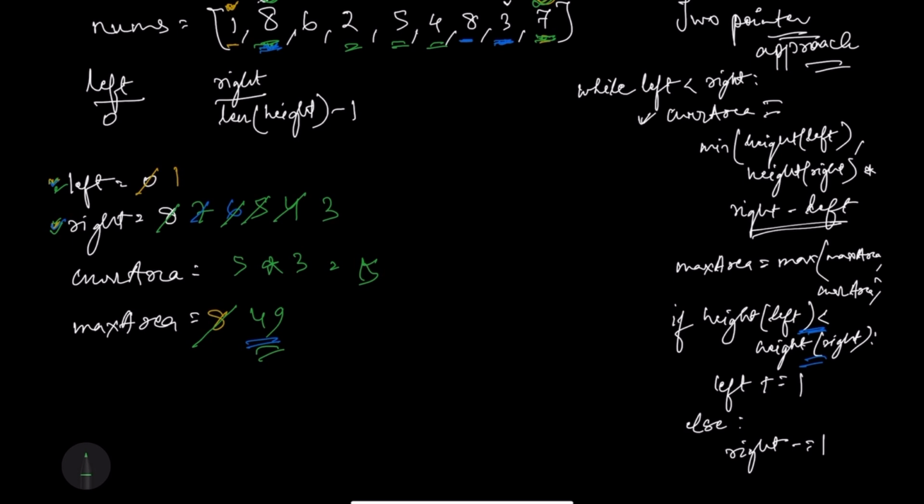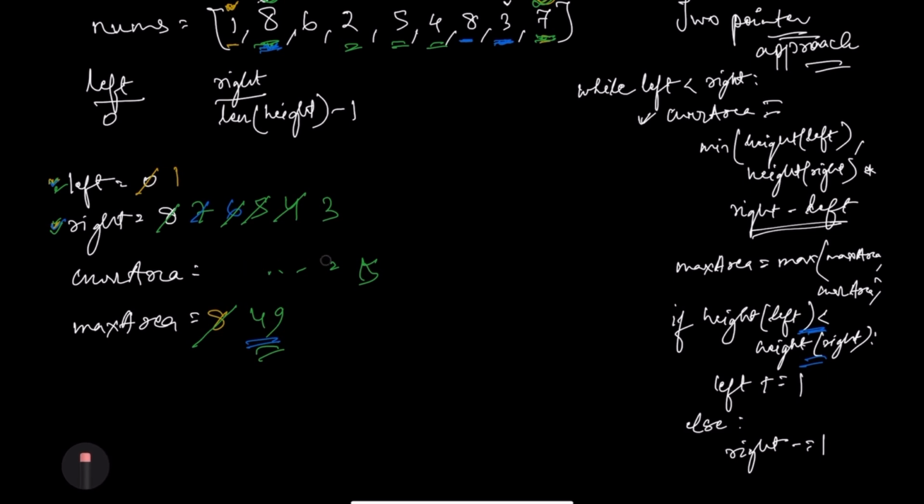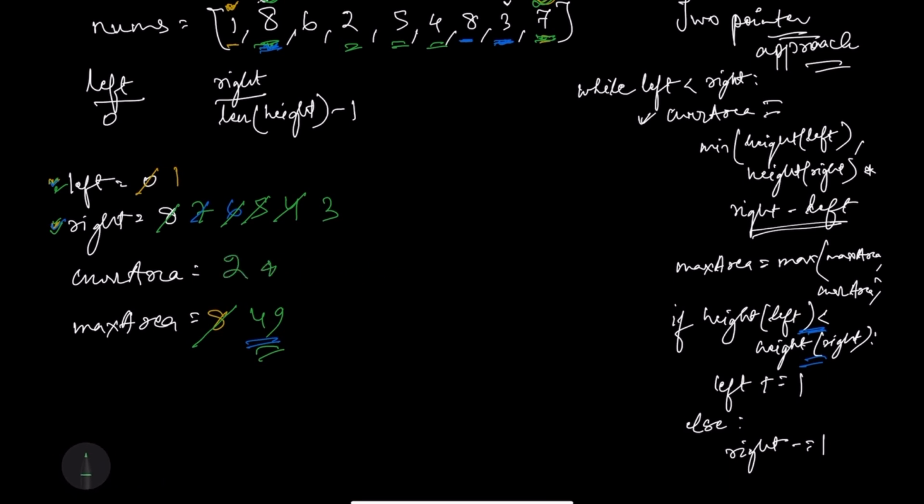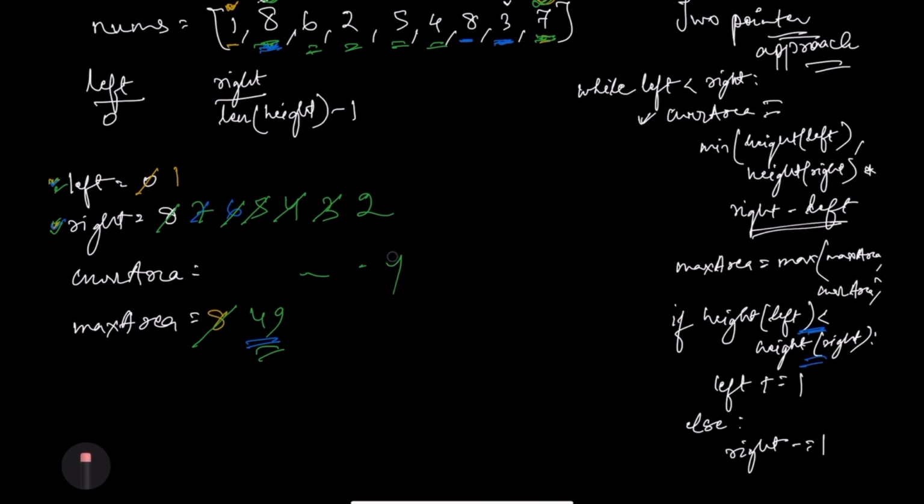That is 2. So between 2 and 8, 2 is small. So it will be more like 2 multiplied by the distance between them, which is also 2. That would be 4. So our max area won't get updated, and our right will move further inward, as our right was small. So at the position 2, what will happen? We will find our max area.